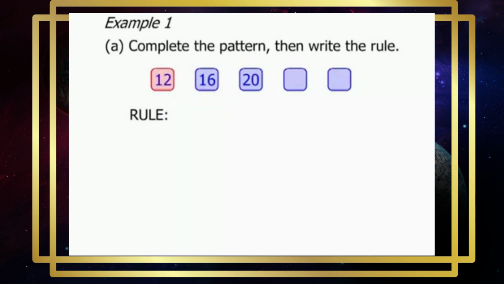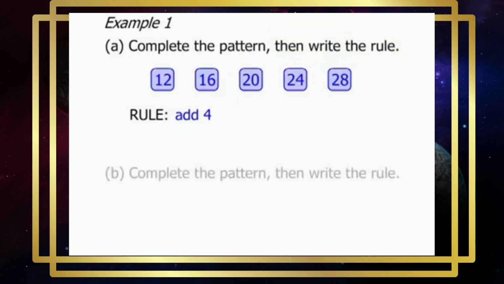Starting with 12, we're jumping up to 16. Now to do that, we add 4. Then from 16, to jump up to 20, we also add 4. So to complete the pattern, let's keep on adding 4. So 20, if we add 4, we get 24. From 24, if we add 4, we get 28. So we've completed the pattern, now we need to write the rule. And quite simply, we were adding 4, so let's write as the rule, add 4.